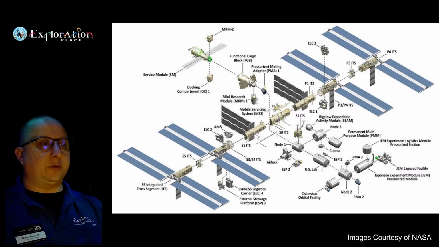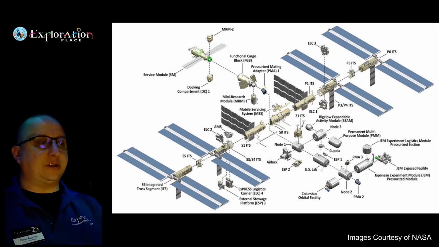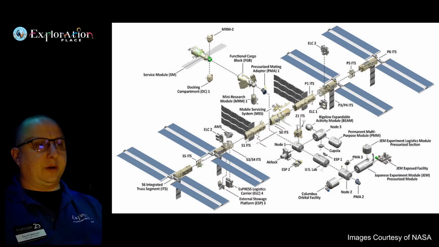Zarya was the very first piece launched to the International Space Station from Russia. And then the next piece that was launched was Node 1 by the United States in the space shuttle. They were attached. Then Zvezda went up. I may have those two in the wrong order. I believe Zarya went up, then Zvezda, then we sent up Node 1. So we had those three pieces of the space station.